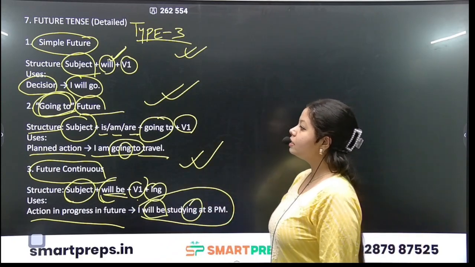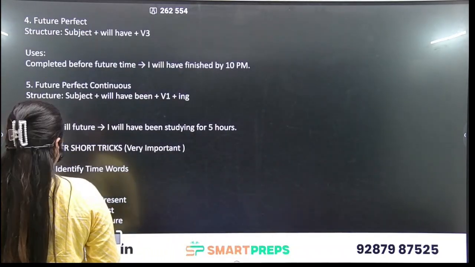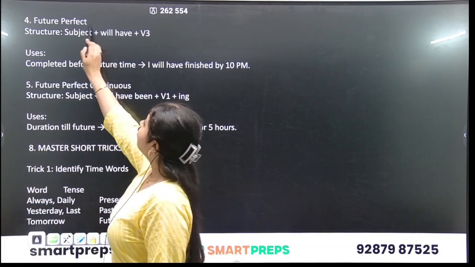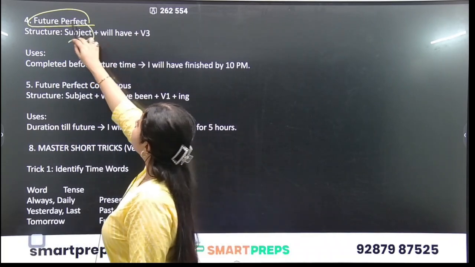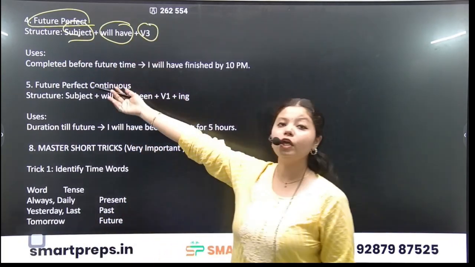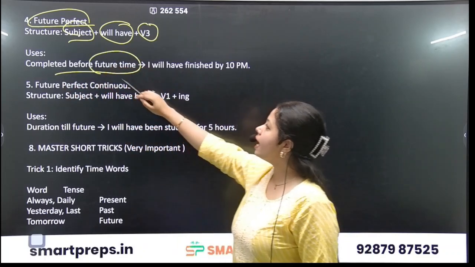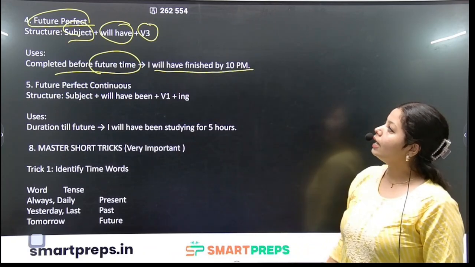Okay, so this is all about the future continuous tense. The 4th subtype of future tense is what? Future perfect. The structure is what? Subject plus will have plus verb. Now how do we use it? Completed before future time. I will have finished by 10 p.m.